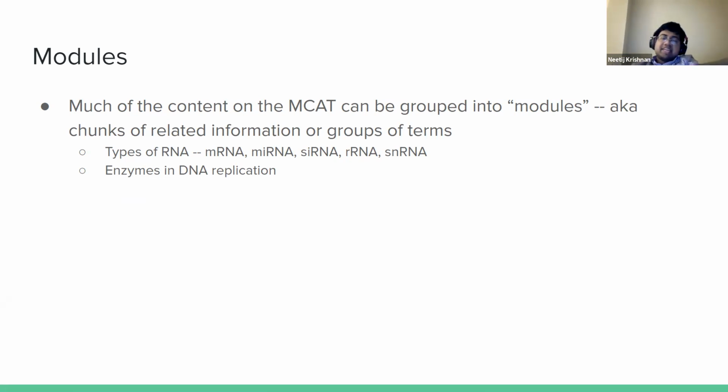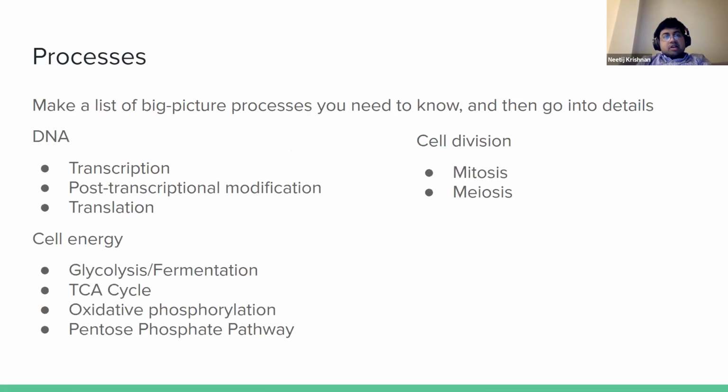So modularizing it can be really helpful because it's a lot of information, but breaking it into chunks can be really helpful. And also making a list of big picture processes that you need to know, and then go into details on that. And then you can even group them based on what they do. So cell energy, DNA, cell division, etc.